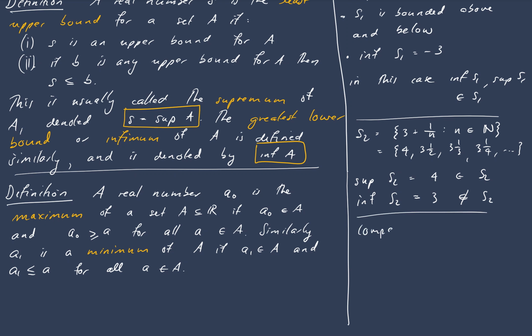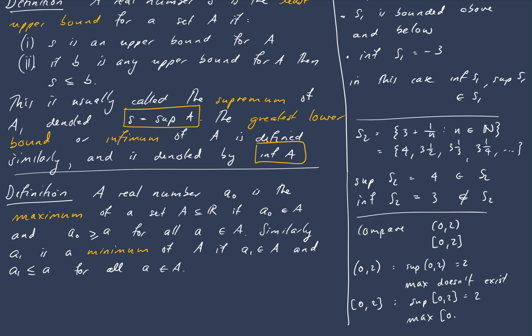Compare the open and closed intervals (0,2) and [0,2]. Okay, so for (0,2), the supremum of (0,2) is equal to 2. Max doesn't exist. Whereas for [0,2] with square brackets, the supremum of [0,2] is also equal to 2, but the maximum value of [0,2] is also equal to 2.